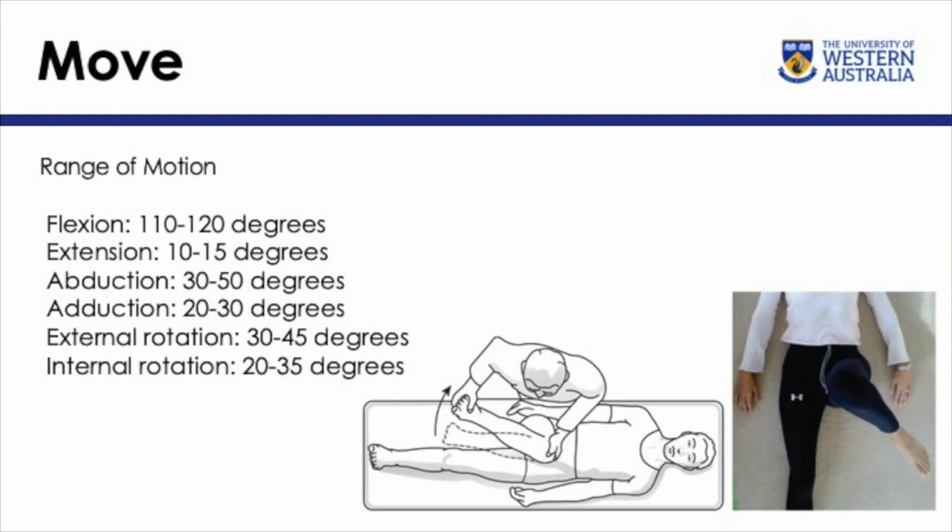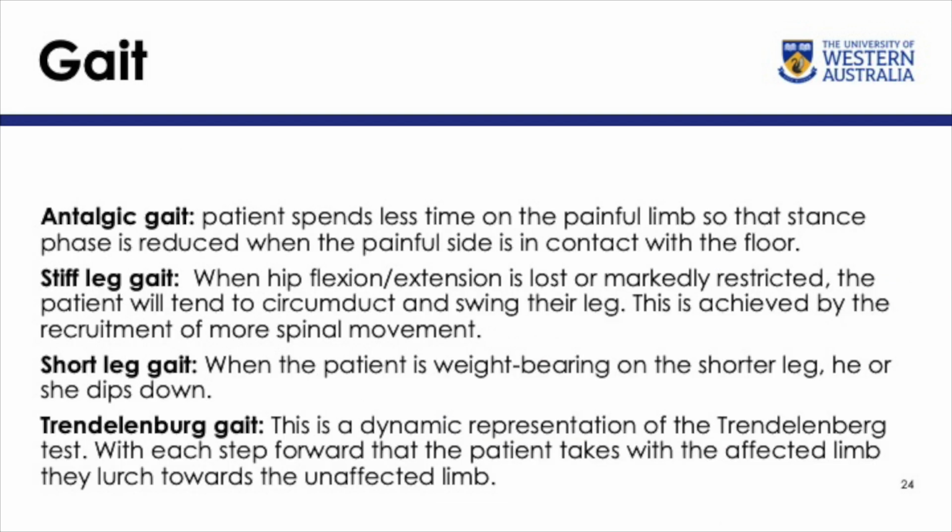The move part of the examination assesses both active and passive range of motion. The examiner should take the patient through flexion, extension, abduction, adduction, external rotation, and internal rotation. These numbers represent the normal range. The examiner should always make the patient walk to assess their gait.